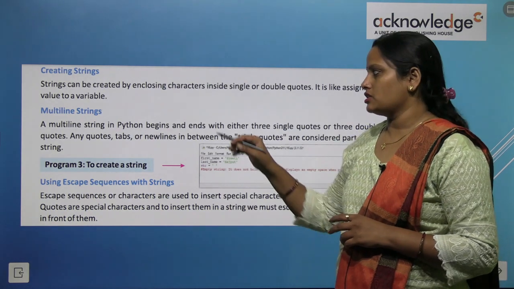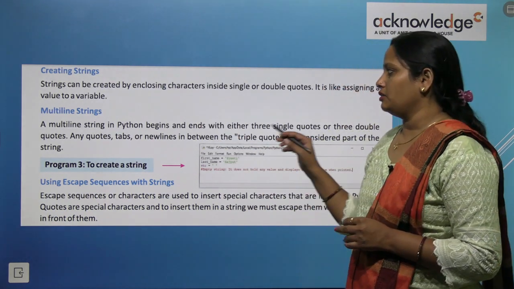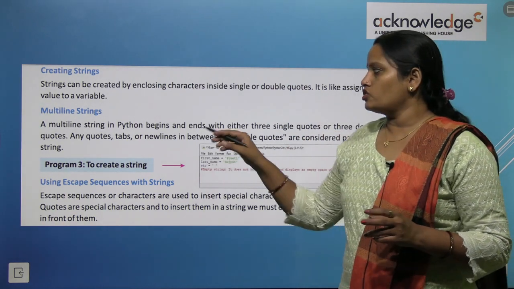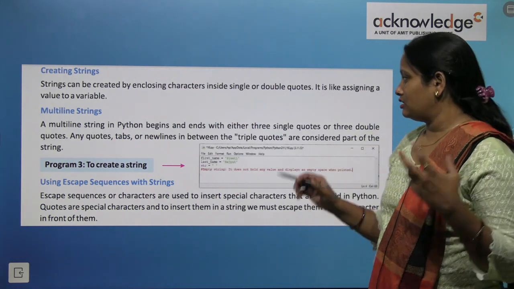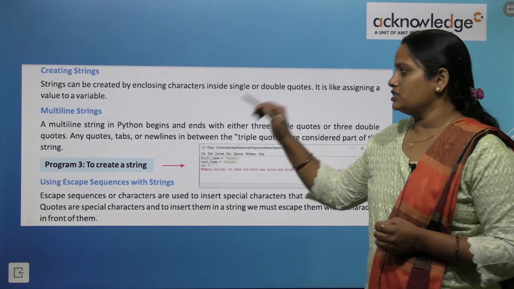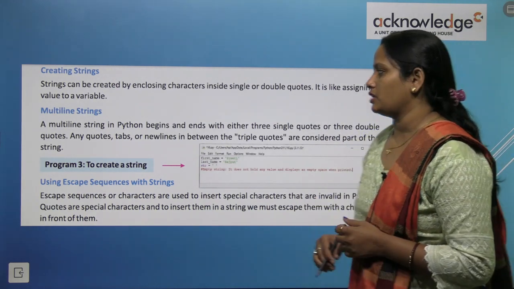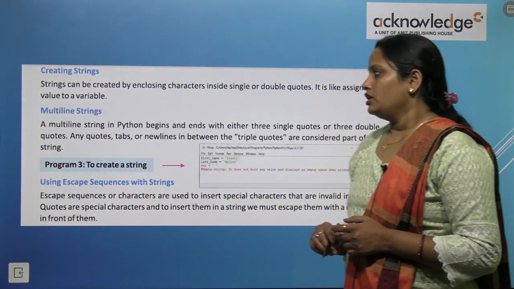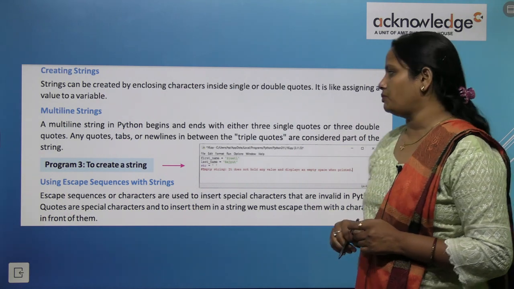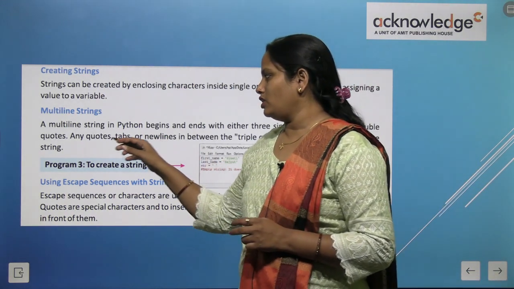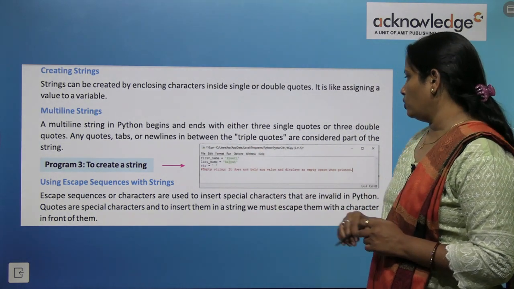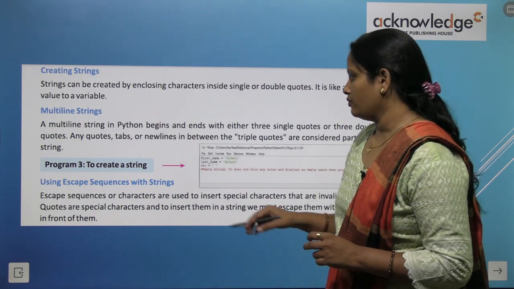Multi-line strings. A multi-line string in Python begins and ends with either 3 single quotes. So multi-line string जो है वो 3 single quotes के साथ बनता है and 3 double quotes के साथ बनता है. Any quotes, tabs or new lines in between the triple quotes are considered part of the string. So कोई भी quote, tab या new line इनके बीच में जो होता है उन्हें ट्रिपल कोट्स में कंसिडर किया जाता है.